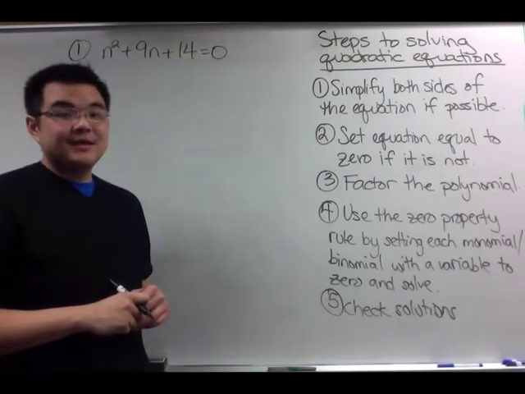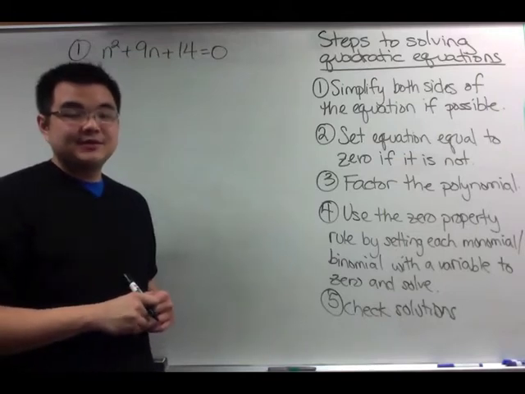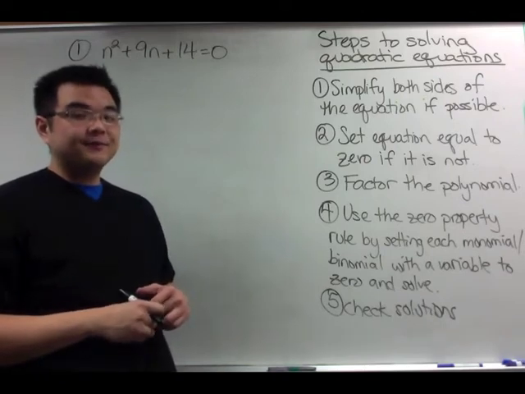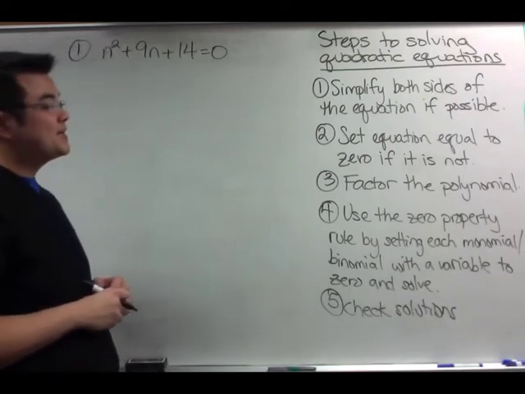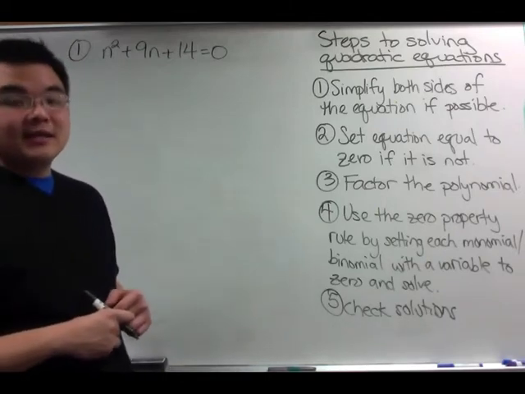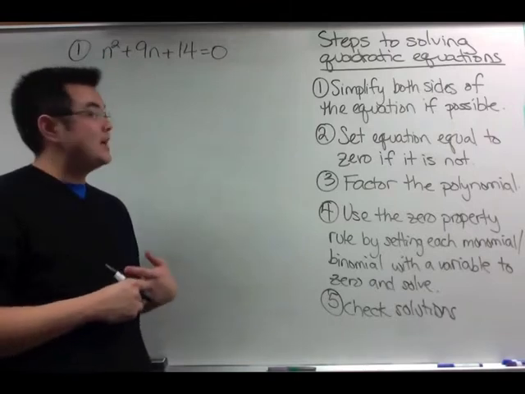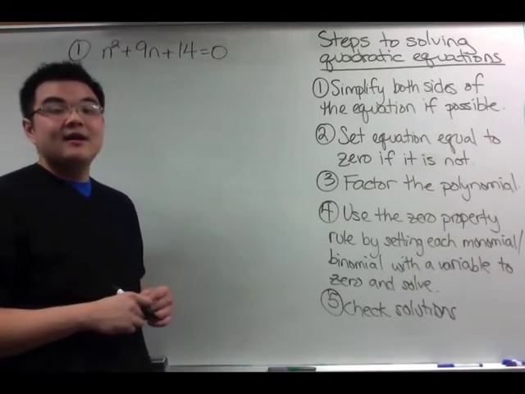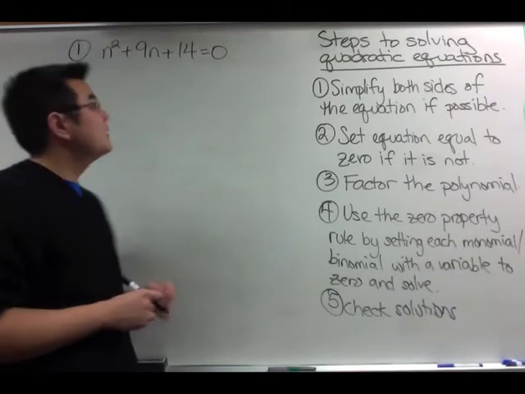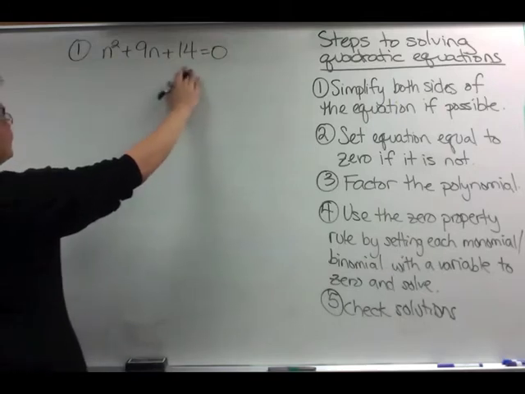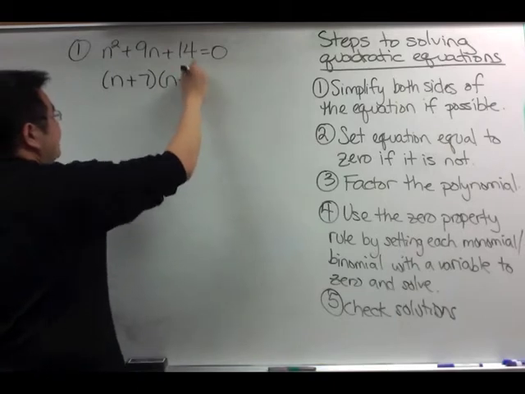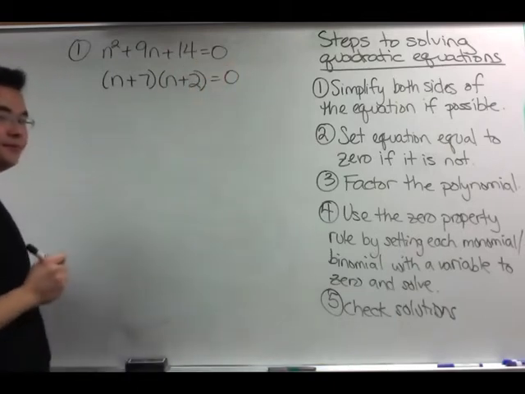Let's take a look at our first example. n squared plus 9n plus 14 is equal to 0. It is a quadratic equation, a polynomial that is to the second degree. We look at our first step, simplify both sides of the equation if possible. Since both sides of the equation are already simplified, we can skip step 1. Step 2, set equation equal to 0 if it is not. The equation is already set equal to 0, so we can skip this step. Factor the polynomial. So we have a trinomial on the left side of the equation, which is going to be factored to n plus 7, n plus 2, and then we bring down the equal 0 sign.